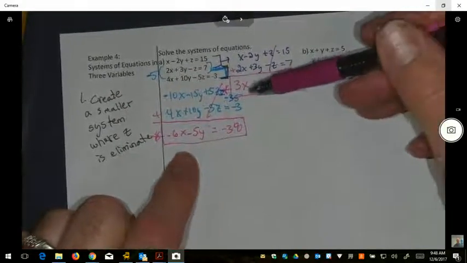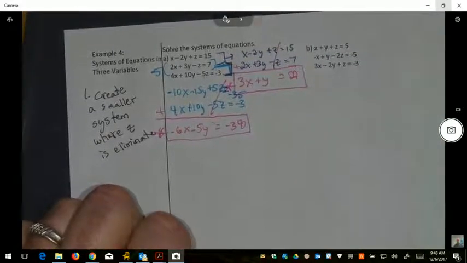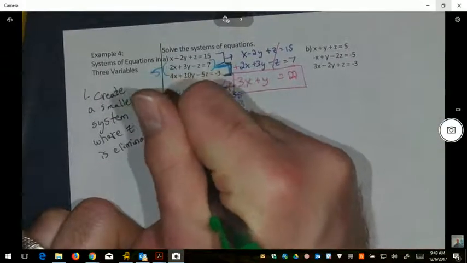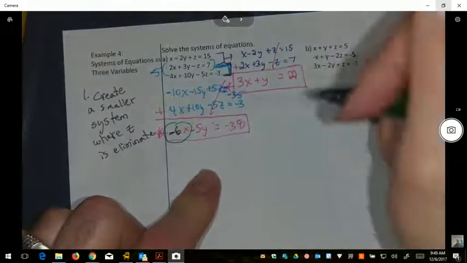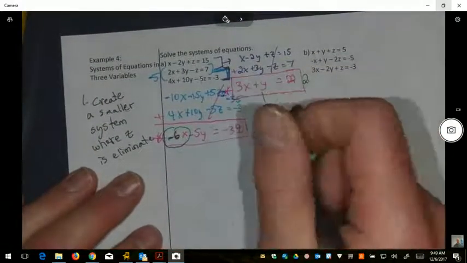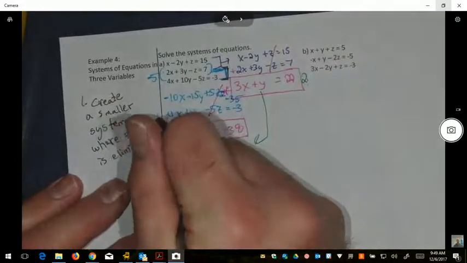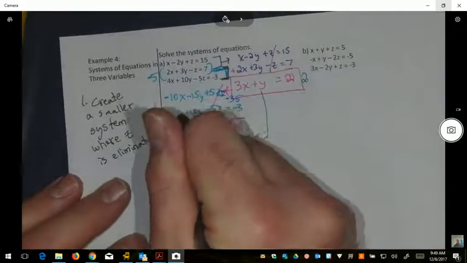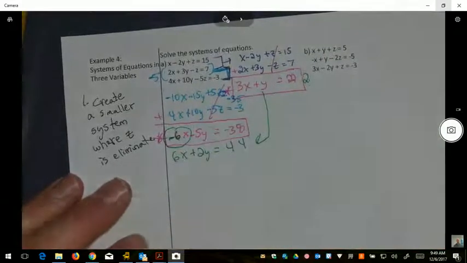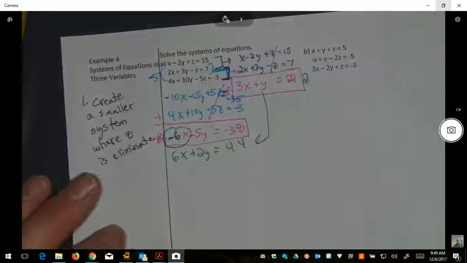We can choose to either make the x's or y's negative. What would you guys prefer? You want to make x's? So what do I need to multiply this equation, since this one is already the opposite of 6x? I need to multiply this one by 2 to make that 6x. So no, you want it to be positive since that's already negative. That's going to give me 6x plus 2y equals 44. Questions on that?